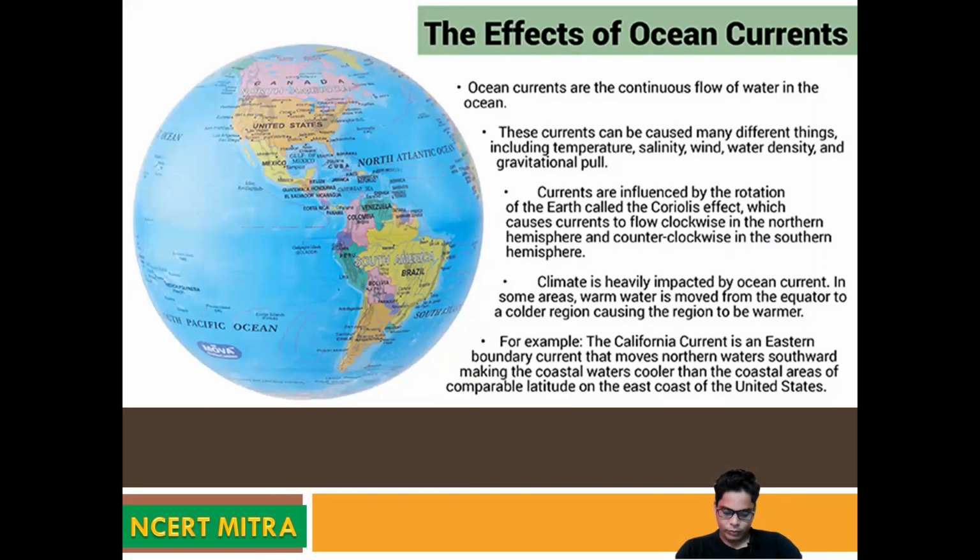So first thing we have to understand is that the ocean currents moderate the air temperature, and we consider that they help in the regulation of the air routes. That's also one of the main things we have to understand. Currents can be caused by many different things, including temperature, salinity, wind, water density, and gravitational force.